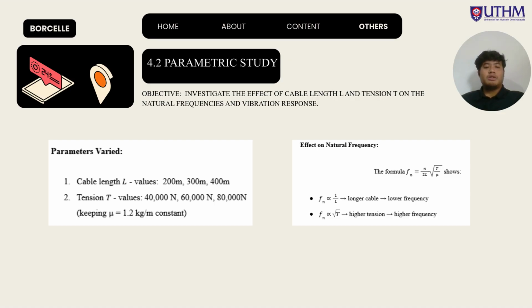Second effect is cable tension. Next, the cable tension is varied while keeping the length constant. The research shows that increased tension increases the natural frequency. This is because high tension produces a stronger restoring force. The cable becomes stiffer and it vibrates faster. This agrees with the relationship f_n proportional to square root of T.